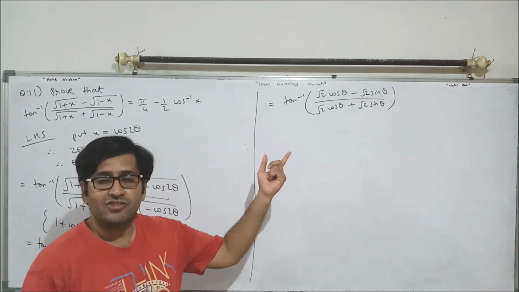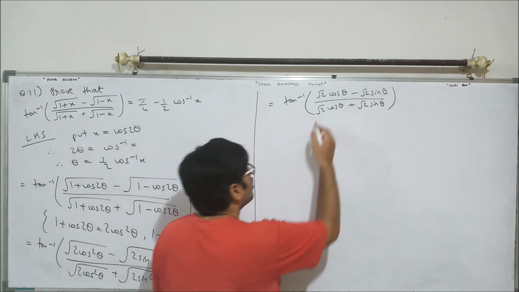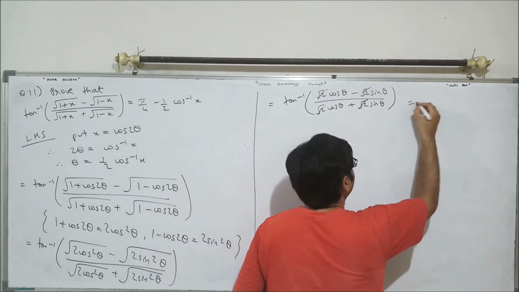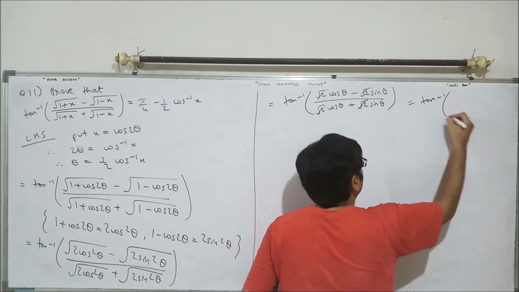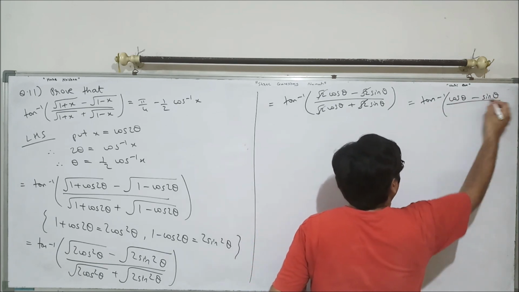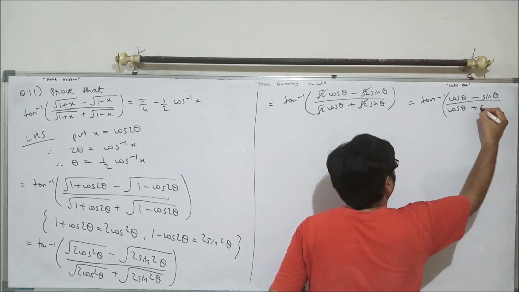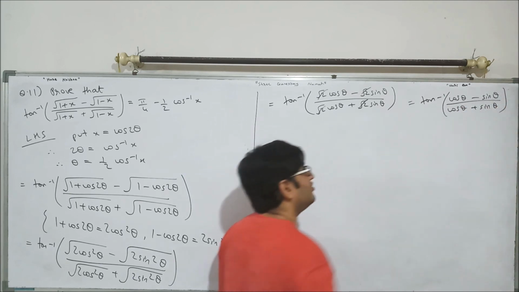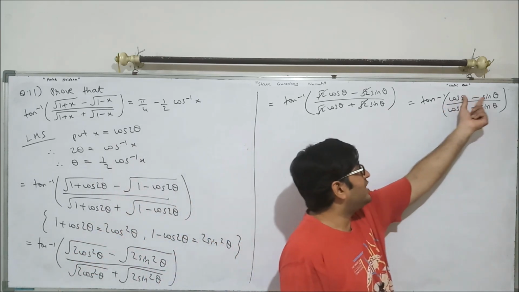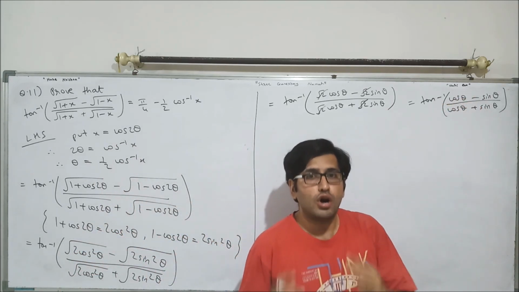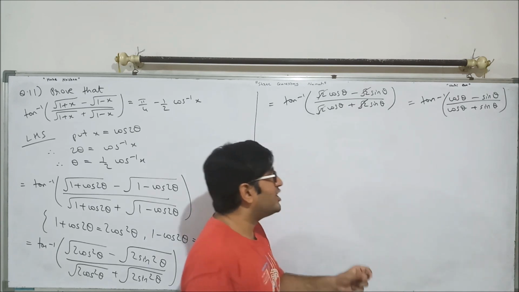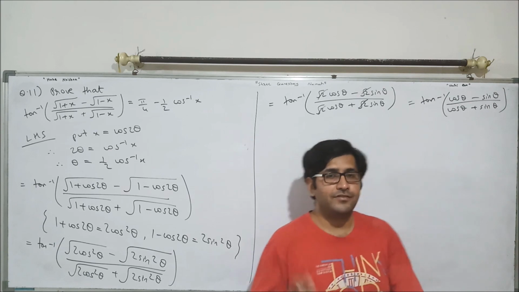Okay, anything getting cancelled over here? If you observe, root 2 is common everywhere, so we remove root 2. So we are just left with tan inverse of cos theta minus sin theta upon cos theta plus sin theta. Okay students, now you remember in such types of questions either we take cos theta common from numerator and denominator, or we divide numerator and denominator by cos theta. It's one and the same thing, so as to convert this full term in terms of tan function.